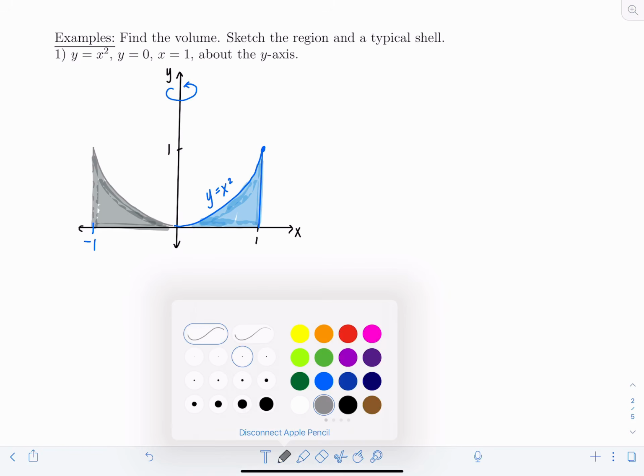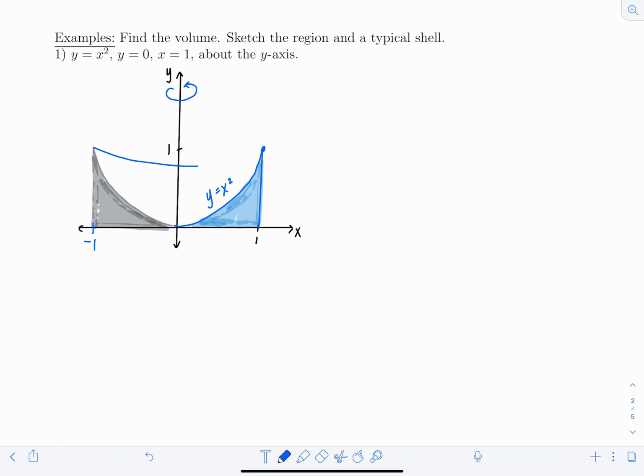And add a little bit of detail so we get a feel for what's going on. Okay, so now we're going to use the method of cylindrical shells, which means if I'm revolving around the y-axis, I'm going to peel parallel to the axis of revolution. So my peels are going to be stacked in the x direction, which means for this problem, I'm going to integrate with respect to x.